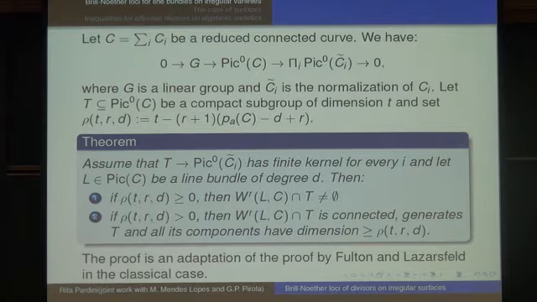Because, as I was saying, the proof imitates Fulton and Lazarsfeld. We prove positivity of a certain vector bundle on the curve C, which is constructed exactly in the same way. And this vector bundle is not positive unless you make this assumption, which is not to say that the statement is not true. What we can see is that the proof fails.